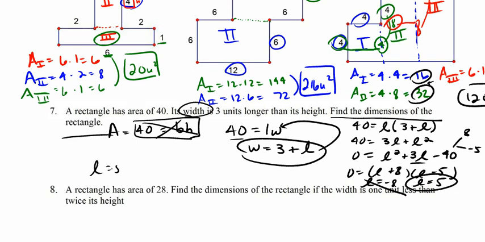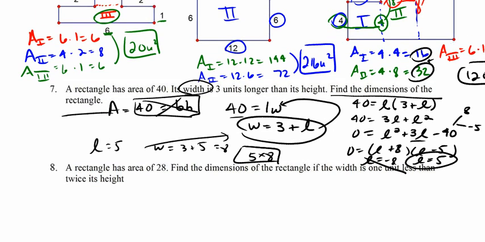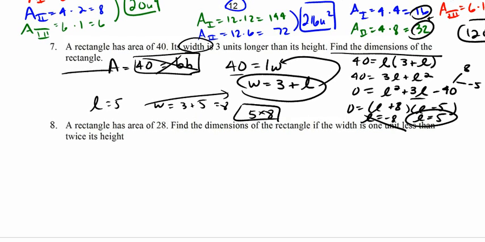If I know L equals 5, and over here it says width is 3 plus L, so width is 3 plus 5, or 8. So basically it's a 5 by 8 rectangle. Now, I'm sure many of you are able to guess that, and that's great. If the numbers are nice, then by all means you can go ahead and guess. But if the numbers are not nice integer values, you might not be able to guess. So it's important that you know this method.